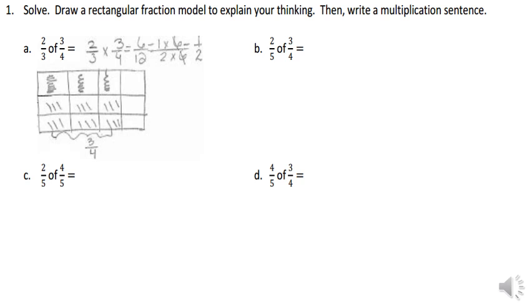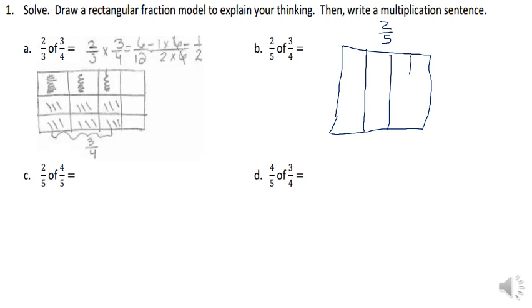In lesson 15, we were using rectangular models in order to multiply non-unit fractions. And A was done for us, so we're going to go ahead and start with B. We're going to draw a model, starting with a rectangle. The first one says 2/5. I'm going to break this into fifths, draw another one out here on the side, and shade in 2 out of the 5.